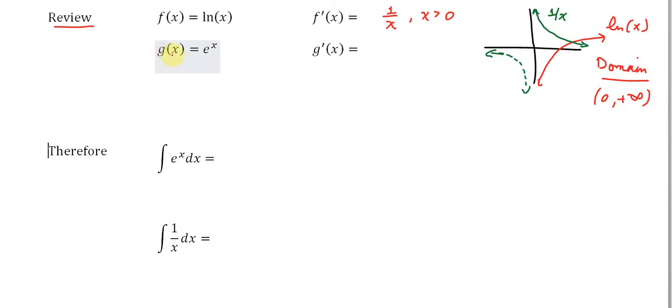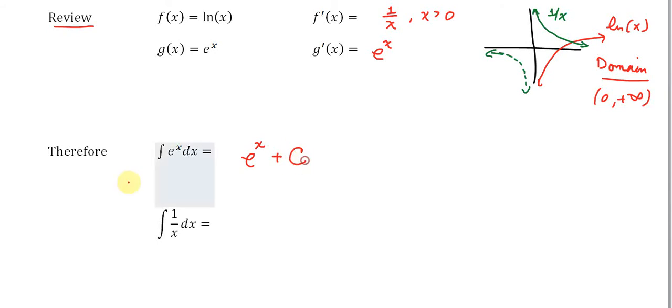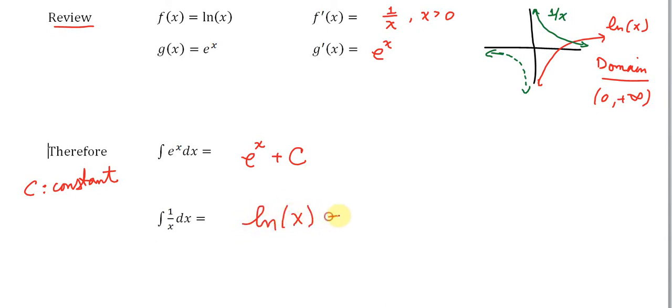Next, the function g of x equals e to the x. Its derivative is, of course, itself. It's very special. E to the x is the only non-trivial function whose derivative is itself. Therefore, we can make this leap from our review to here. The indefinite integral of e to the x, or the antiderivative of e to the x, is itself plus a constant. C here is any constant.